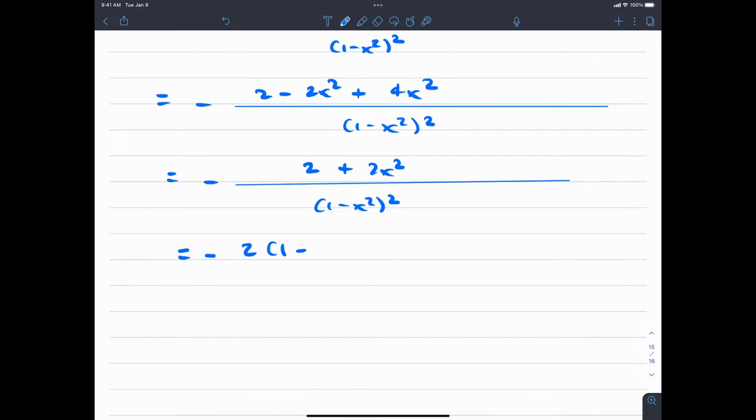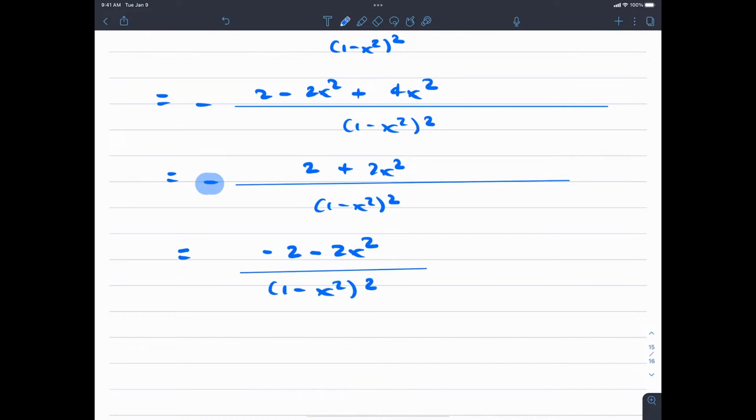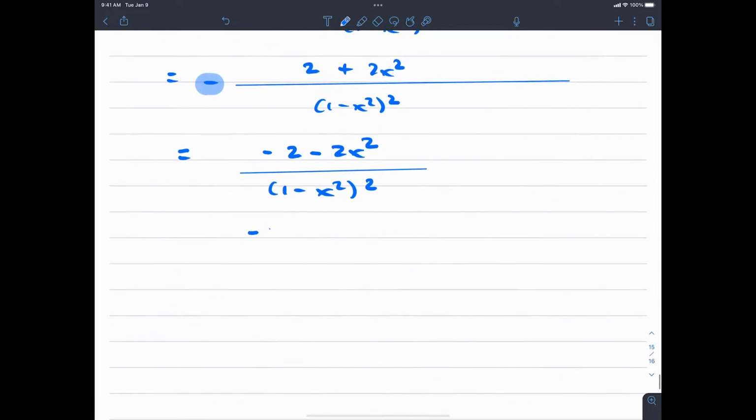All right, so you got this. Let me do this here for you guys. You see this negative sign that we pulled out? Okay, we can do a couple of things here. I'm gonna put this back in my numerator. So it's negative 2 minus 2x squared here, over 1 minus x squared squared. And I think I can factor out that negative 2. Let me see if that means anything. I get negative 2 times 1 plus x squared, I guess.